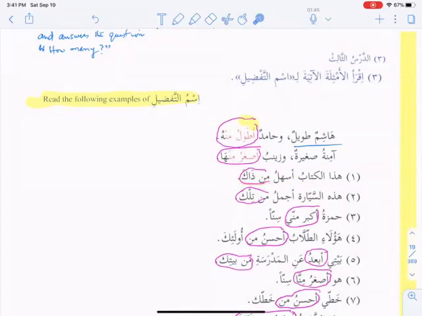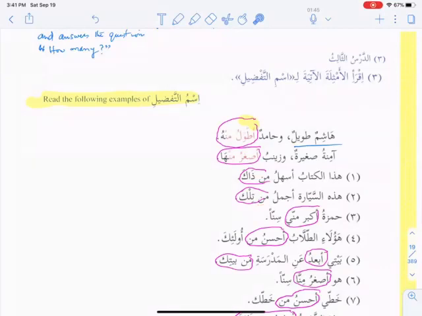هذه سيارة أجمل من تلك. This car is more beautiful. Why do I say more beautiful? Because I'm using min tilka, from that.